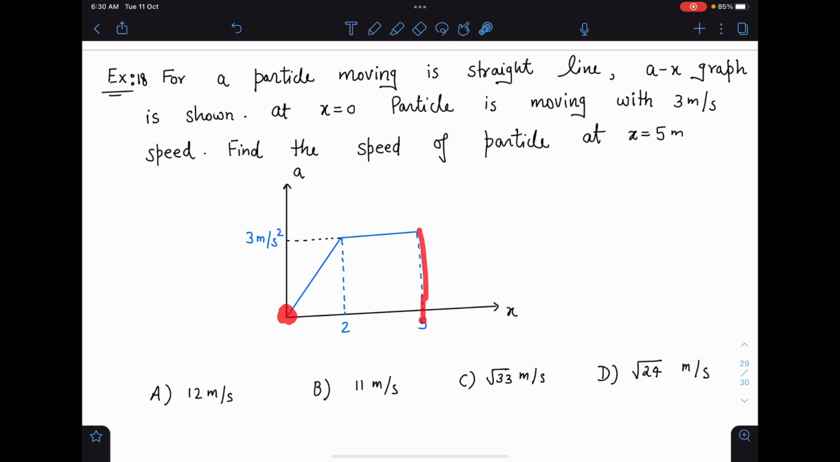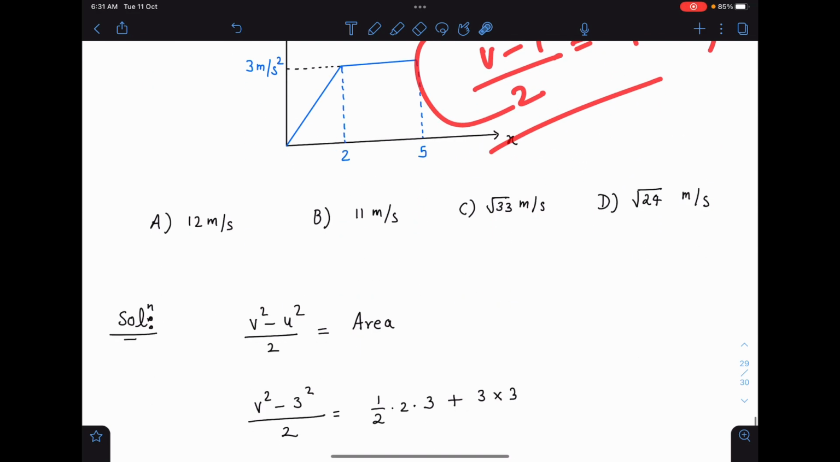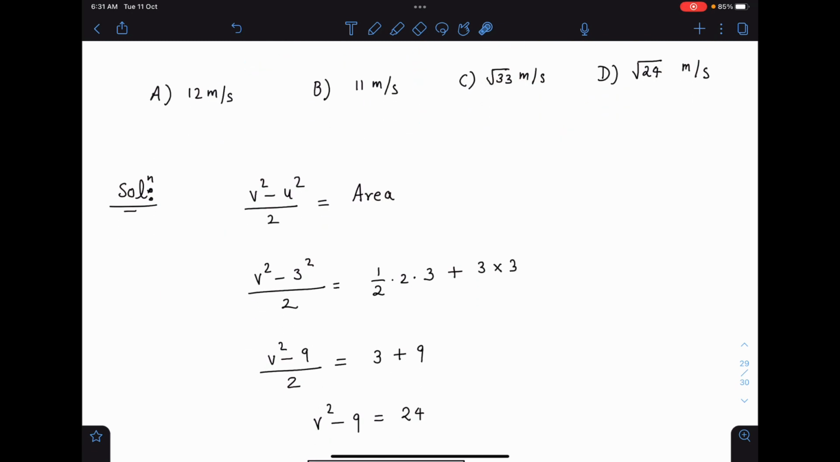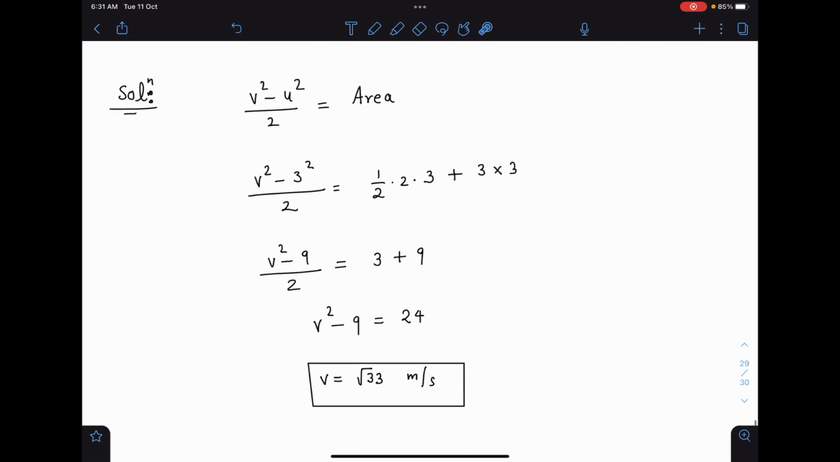So I have told you the area under the A-x graph is the change in velocity square by 2. So I can write velocity at 5 square minus 9, velocity square minus 9 divided by 2, is equal to the area of the triangle plus the area of this, A1 plus A2. Directly I will get the answer. So here you can check, V square minus 9 by 2 is equal to half base into height plus length into width. If you simplify, you will get root 33 meter per second.